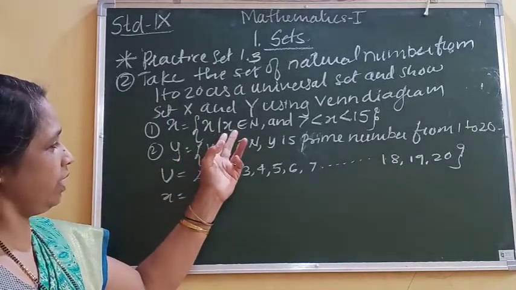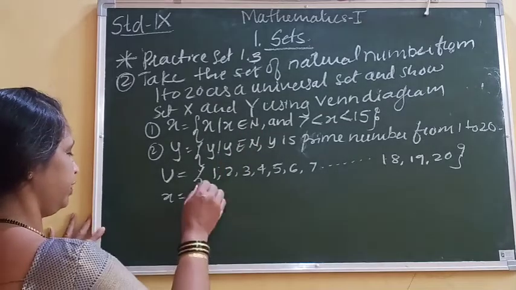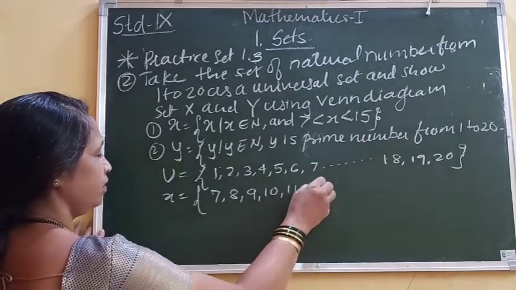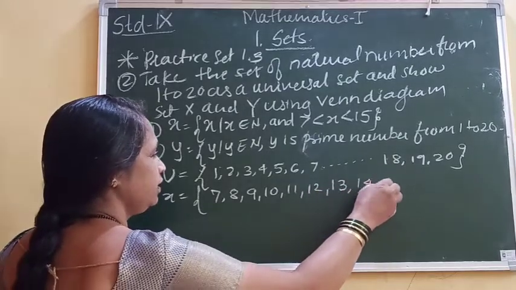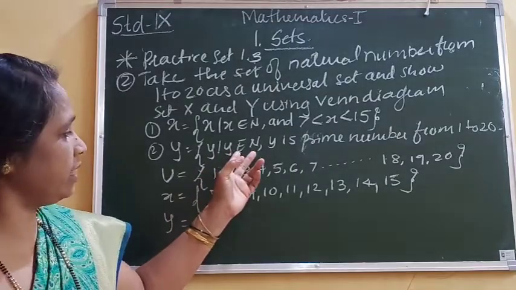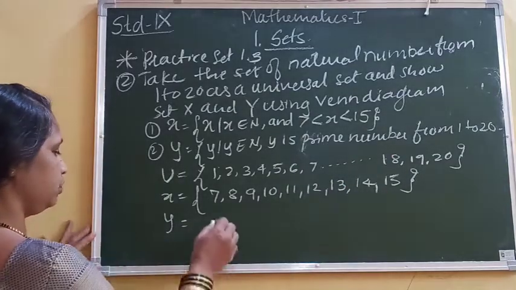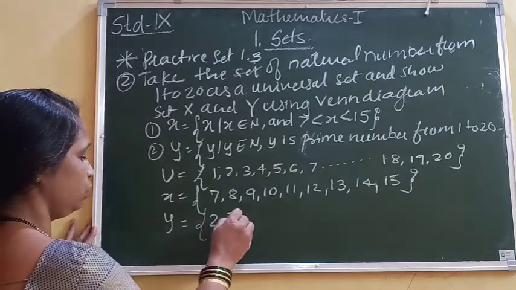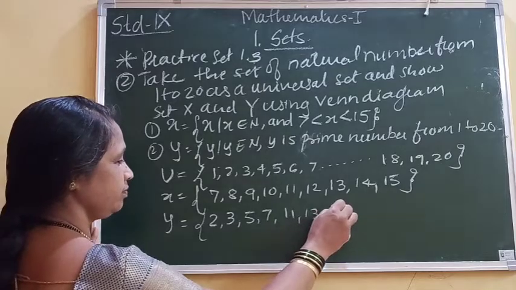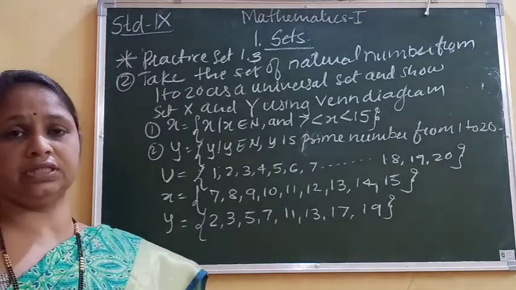Means 1, 2, 3, 4, 5, 6, 7 up to 18, 19 and 20. This is the universal set. Now what is X telling? X belongs to natural numbers, X is greater than 7 and less than 15. So set X will be what? 8, 9, 10, 11, 12, 13 and 14. Okay. And Y? Y is a set such that it belongs to the natural numbers, and Y is prime numbers from 1 to 20. So which are the prime numbers from 1 to 20? 2, 3, 5, 7, 11, 13, 17 and 19.